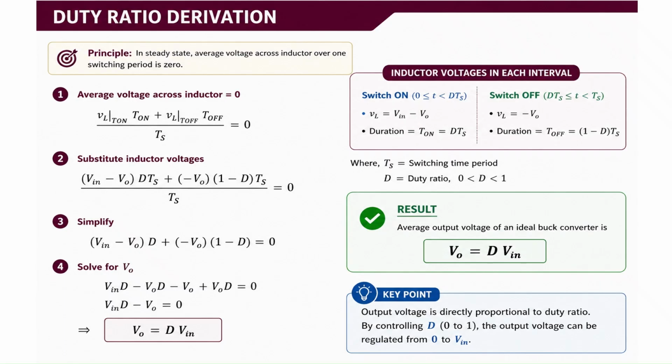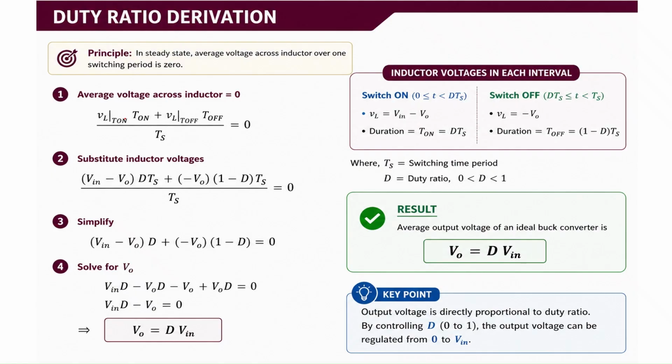Now we have already derived the expressions. You can go to the previous slide to see what we derived in mode 1 and mode 2 operation. During the T on time, the voltage across the inductor is Vin minus V naught into dTs, plus during the off condition, the voltage across the inductor is minus V naught into 1 minus d Ts, upon Ts. Just substituting the values for these notations in the second step, this equals 0.